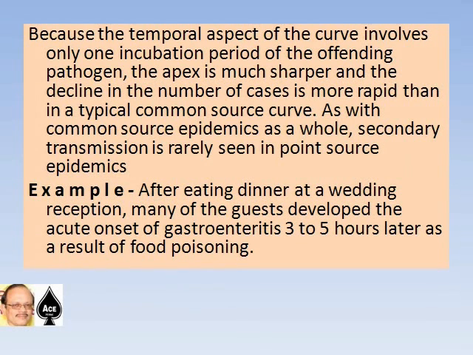Because the temporal aspect of the curve involves only one incubation period of the offending pathogen, the apex is much sharper. Decline in the number of cases is more rapid than in a typical common source curve. As with common source epidemic as a whole, secondary transmission is rarely seen in point source epidemic. For example, after eating dinner at a wedding reception, as I already told, some guests developed food poisoning.